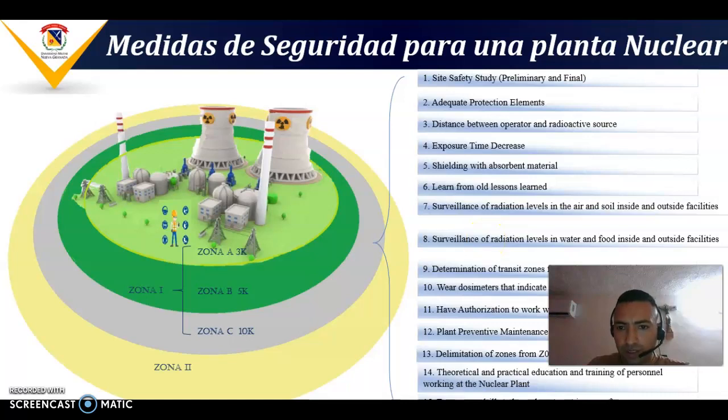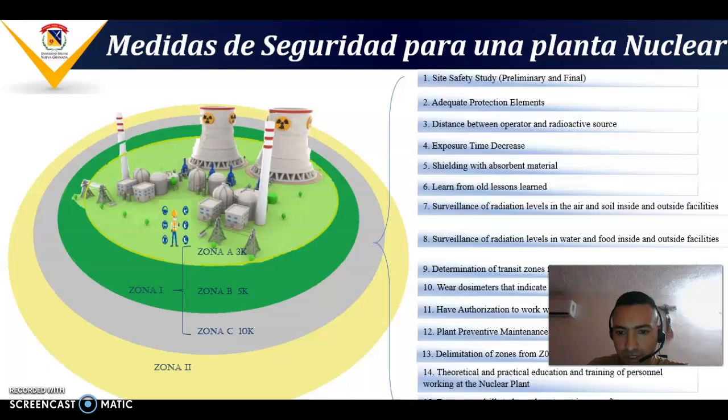6. Learning from lessons learned. 7. Surveillance of radiation levels in the air and soil inside and outside facilities. 8. Surveillance of radiation levels in the water and food inside and outside facilities. 9. Determination of tracing zones for more contaminated areas. 10. Wearing dosimeters that indicate the possible accumulated dose.